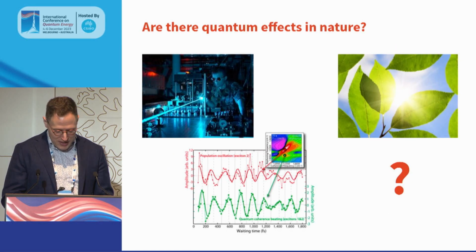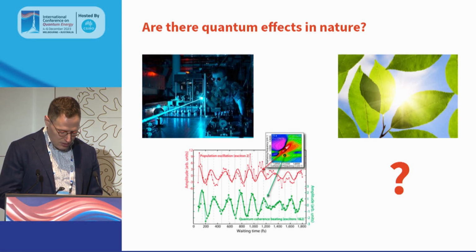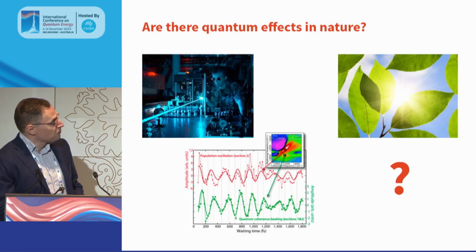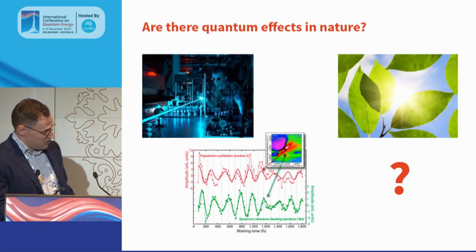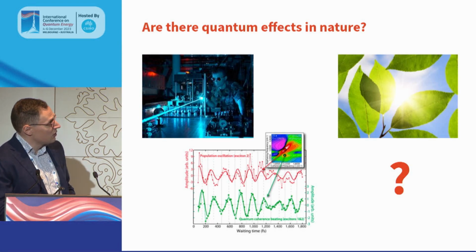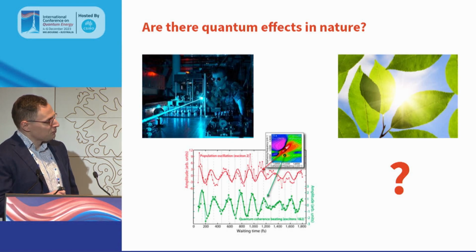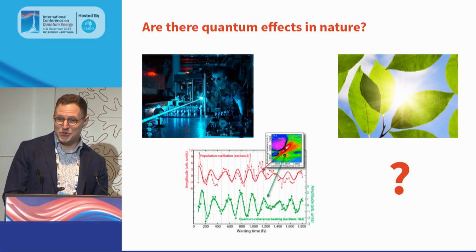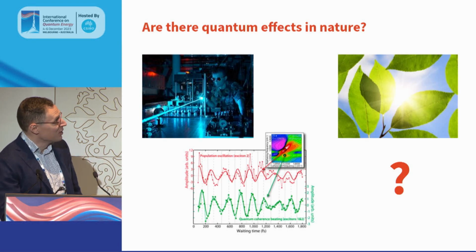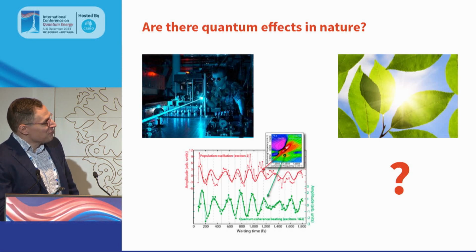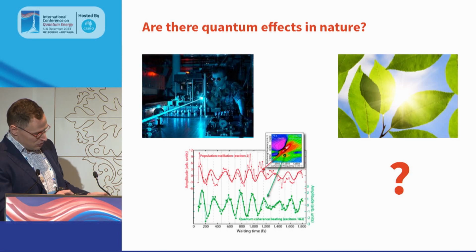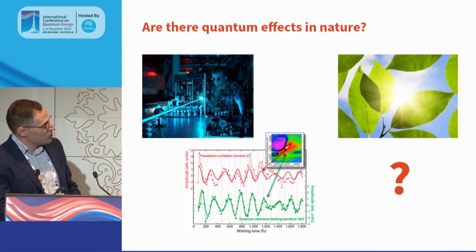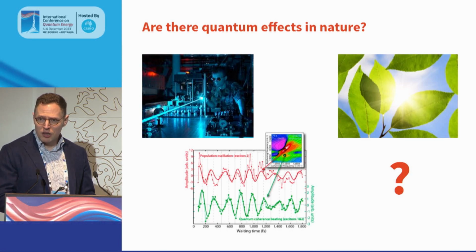So are there quantum effects in nature? We heard Professor Foley mention this at the beginning, and this is how I got into this field maybe 10 years ago, when there were papers coming out. They did experiments at room temperature, or liquid nitrogen. Well, maybe this was room temperature in Chicago where this was done. But there are some oscillations when you do ultra-fast spectroscopy on light harvesting complexes.